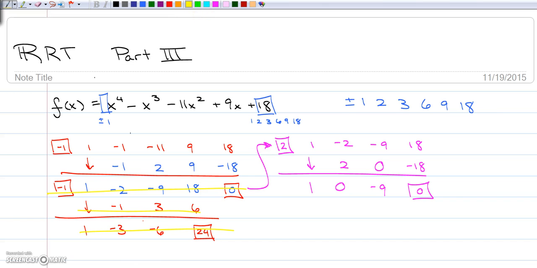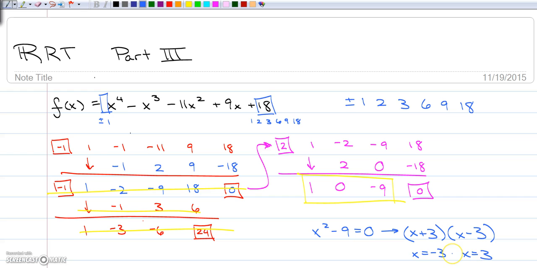So what do I want to do now? I have a trinomial down here at the bottom. That's 3 terms. That is an x squared minus 9. Sounds factorable to me. Whenever you get down to 3 terms, you should leave the synthetic division process and go into factoring. Factor in this problem. X squared minus 9 equals 0. You know the answer already. X plus 3, x minus 3. X could be negative 3. X could be positive 3.